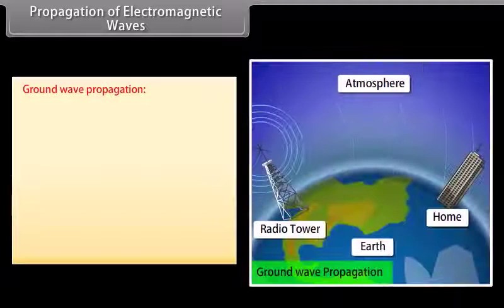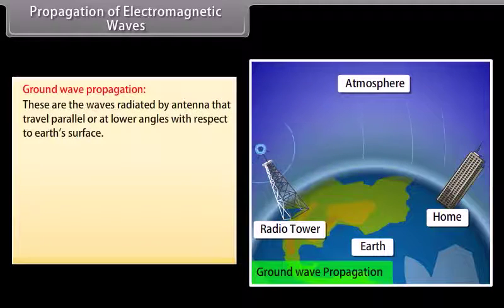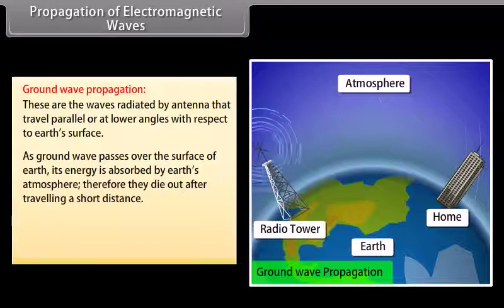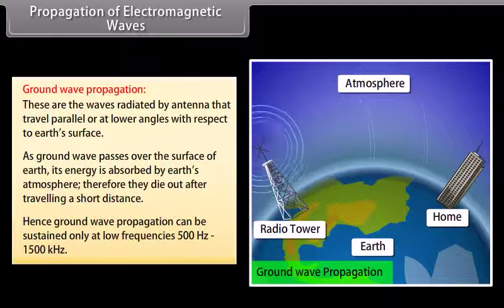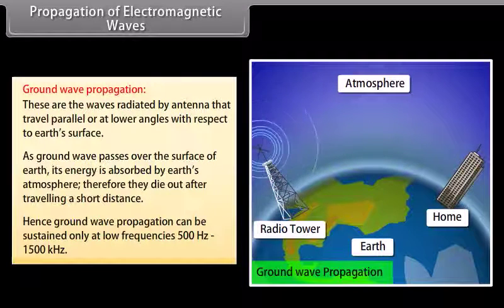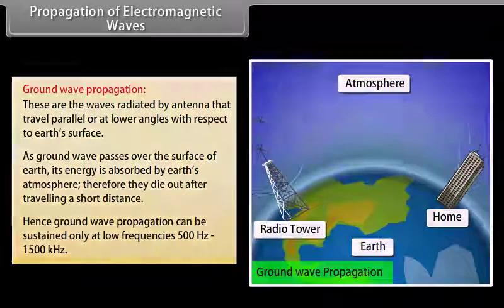Ground wave propagation. These are the waves radiated by antennae that travel parallel or at lower angles with respect to Earth's surface. As the ground wave passes over the surface of Earth, its energy is absorbed by Earth's atmosphere. Therefore, they die out after traveling a short distance. Hence, ground wave propagation can be sustained only at low frequencies, 500 Hz to 1500 kHz.